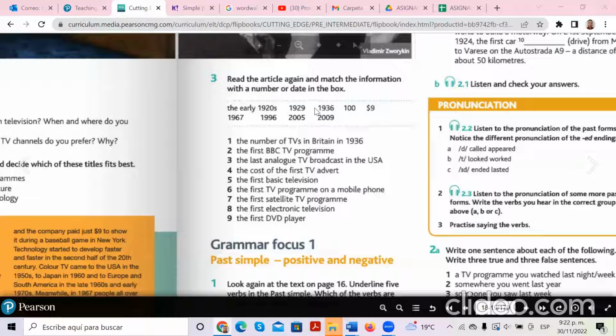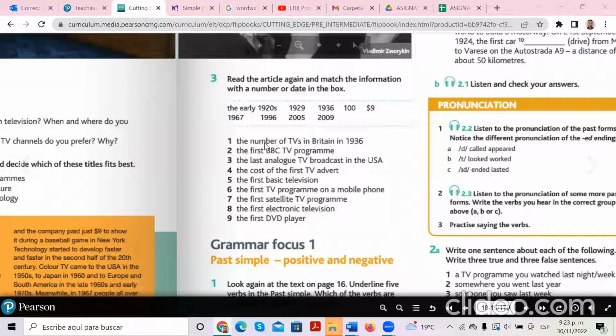This is 1999, 1936, $109 or pounds. Let's see, it's based on the reading. 1967, 1996, 2005, or 2009. Okay, so the idea is for you to match these phrases or numbers to these statements from number 1 to number 9 based on the reading.